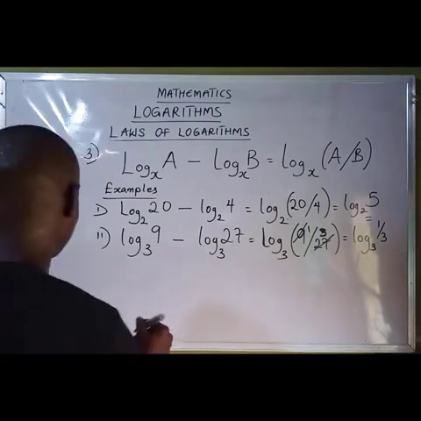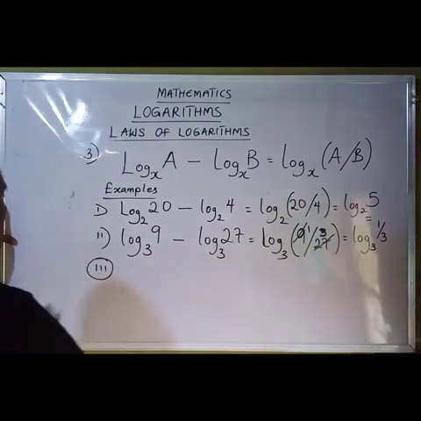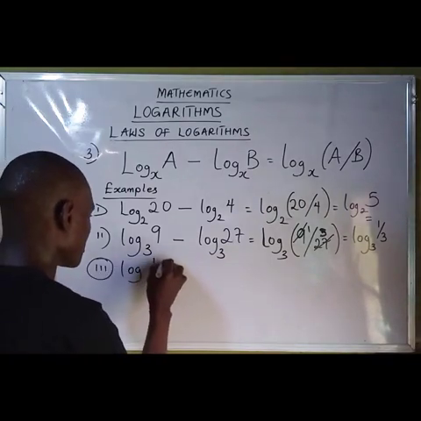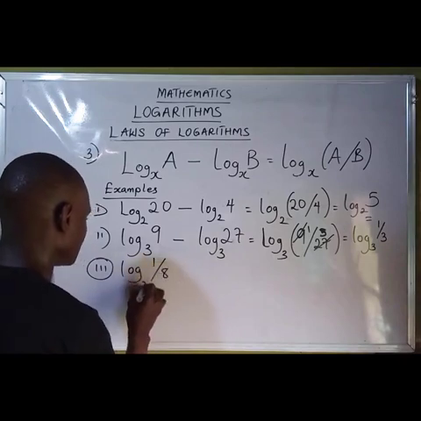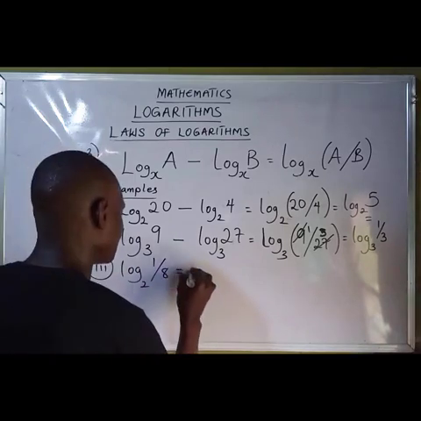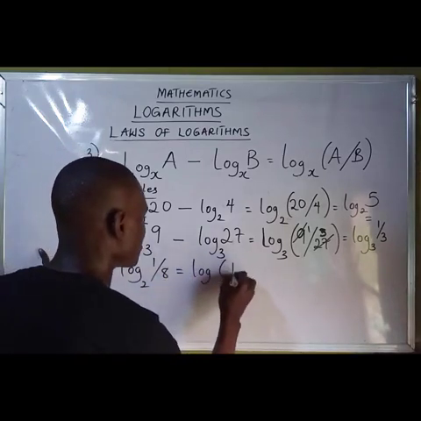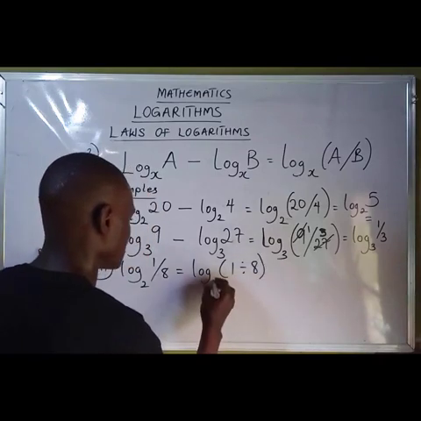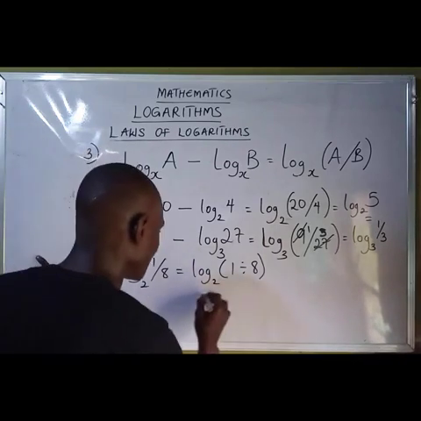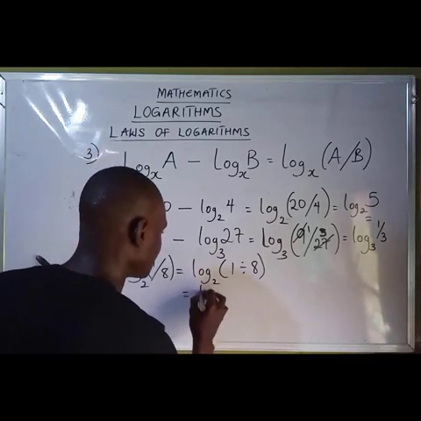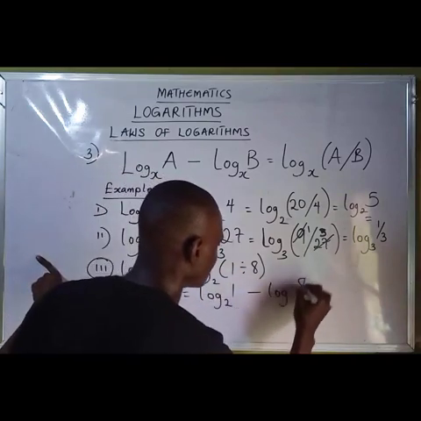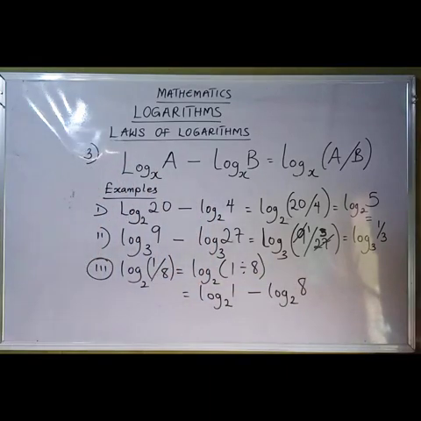What if I wish to write the logarithm of 1 over 8 in base 2? You will see that this 1 over 8 is the same as saying the logarithm of 1 divided by 8 in base 2. And what this implies in logarithm form is that I can rewrite this to be the logarithm of 1 to the base of 2 minus the logarithm of 8 to the base of 2. I hope you can see this clearly.